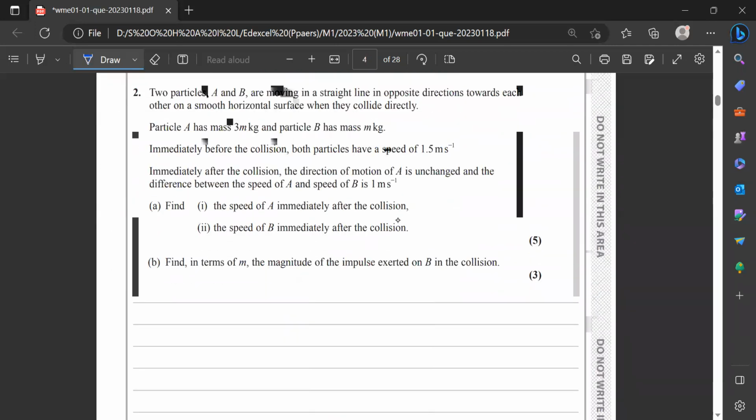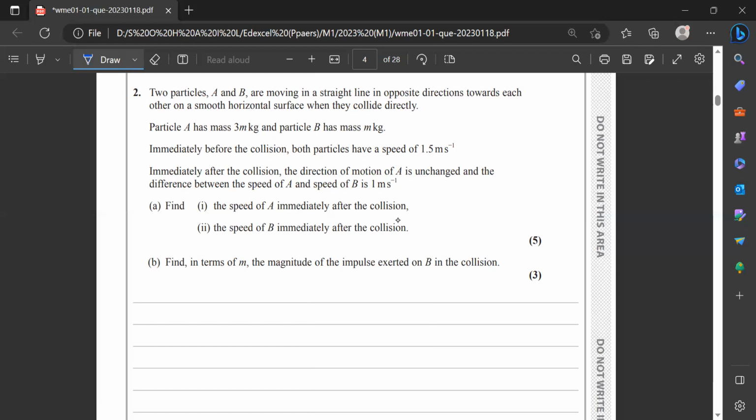Question number 2. Two particles A and B are moving in a straight line in the opposite direction, towards each other on a smooth horizontal surface, and they collide directly. Particle A has a mass of 3m kg, and particle B has a mass of m kg. Immediately before the collision, both particles have the speed of 1.5 meters per second. Immediately after the collision, the direction of motion of A is unchanged, and the difference between the speed of A and speed of B is 1 meter per second.